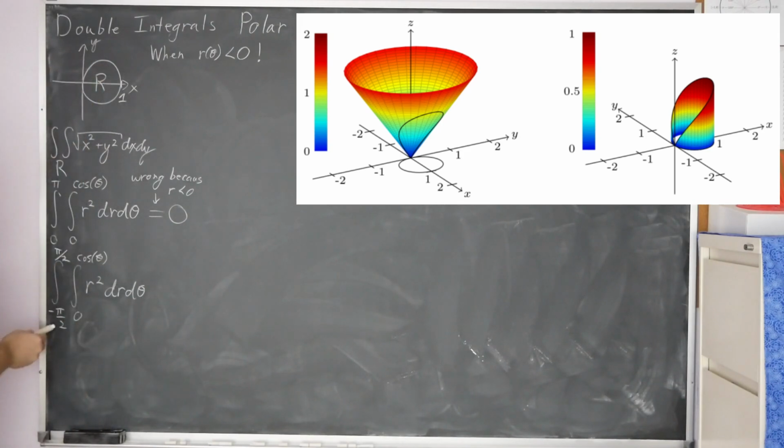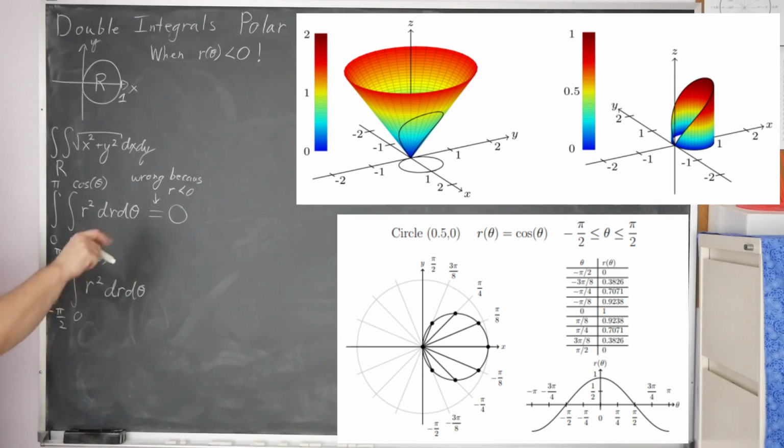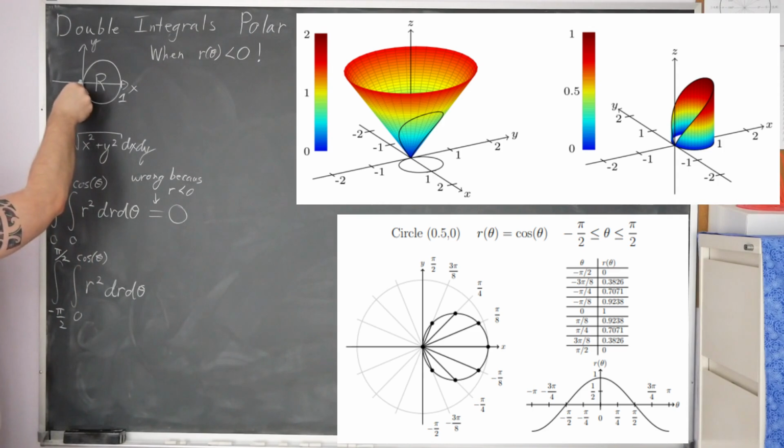You could have also done negative pi over 2 to pi over 2. And in the cosine graph over there, you see it's always positive. So we start at negative pi over 2, which is down here, so it starts at 0. And then you start getting closer and closer to 0. You're getting bigger and bigger r values that are positive. You eventually get to r equals 1 when theta equals 0.